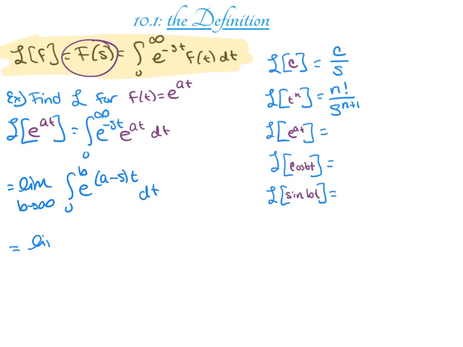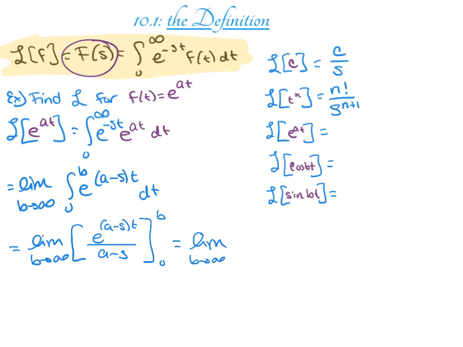So that will give us the limit as b goes to infinity of the quantity e to the a minus s times t divided by a minus s, from 0 to b. All right, plug in the b and the 0, and we have e to the a minus s times b all over a minus s, minus, when t equals 0, this is 1 over a minus s.